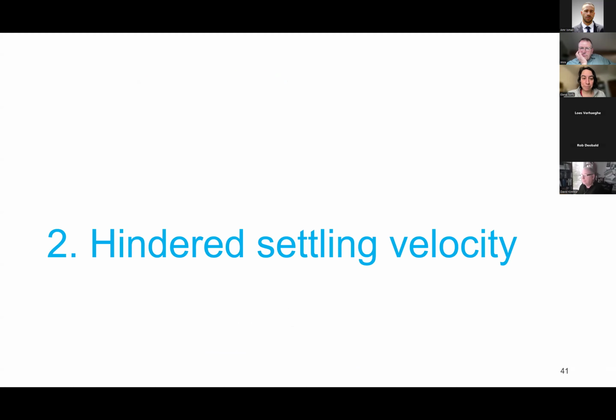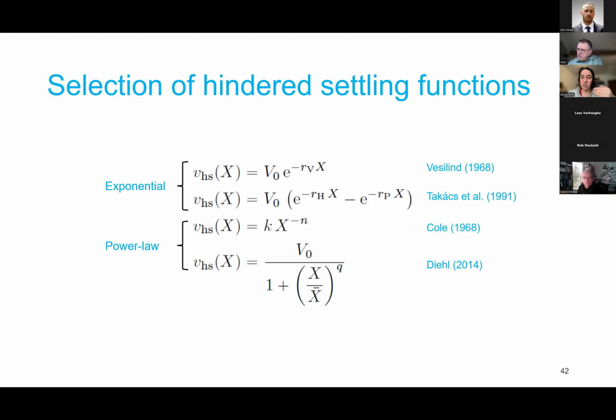Second thing I want to talk about is the hindered settling velocity. And specifically, when you go talk about compression, so I think Imre talked about the Vesilind exponential function, then about this double exponential function that really, really improves the behavior at low sludge concentrations. There's been many more. There's a lot of power law functions as well.